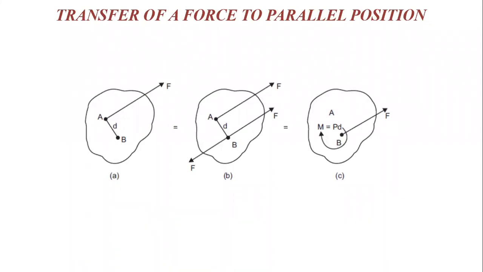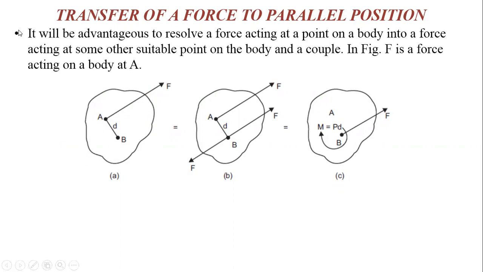Now to proceed with this, it will be advantageous to resolve the force acting at a point on the body into a force acting at another suitable point on the body and a couple. Now if you see here, what will happen? On the body, F is the force acting at a point A, and we have to replace this force from this position to the B position, but the condition is that the effect should not be changed.